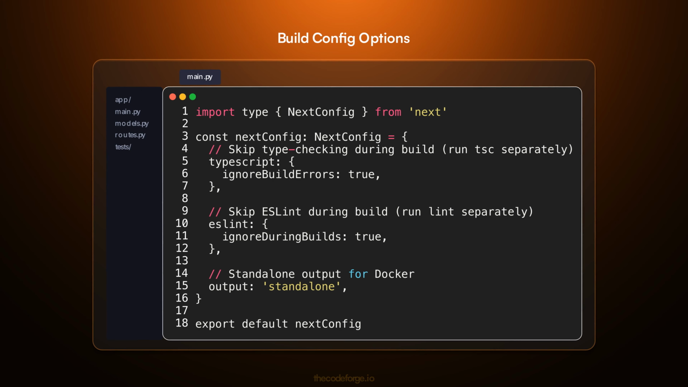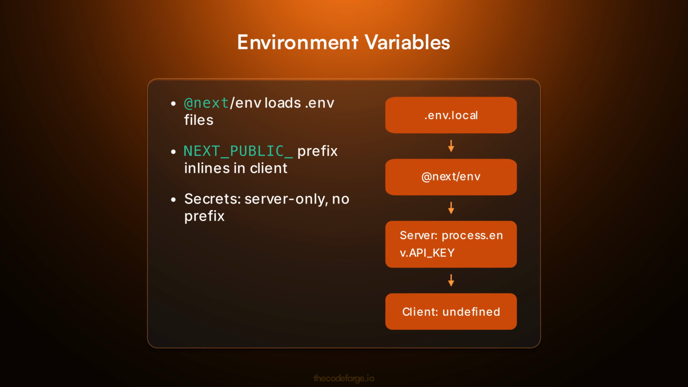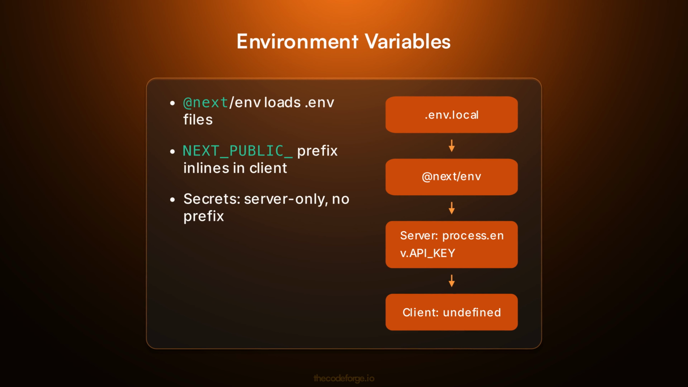The output standalone option creates a minimal folder with only the files needed to run the app, perfect for Docker. Next.js includes @next/env to load .env.local, .env.development, .env.production, and .env files. Variables without the NEXT_PUBLIC prefix are only available on the server. If you try to access process.env.API_KEY in a client component, it'll be undefined.